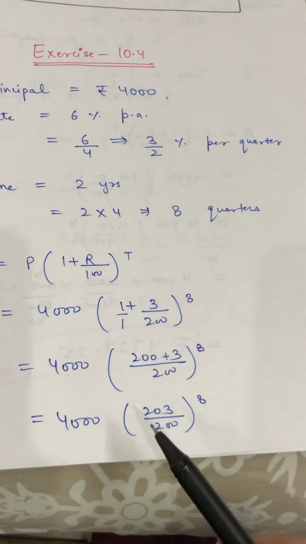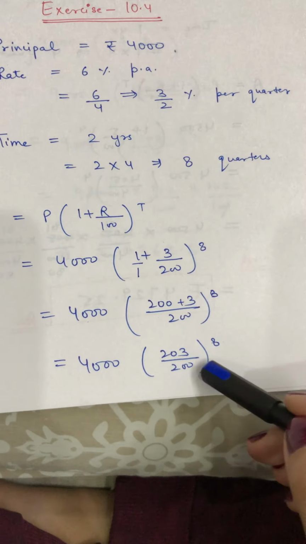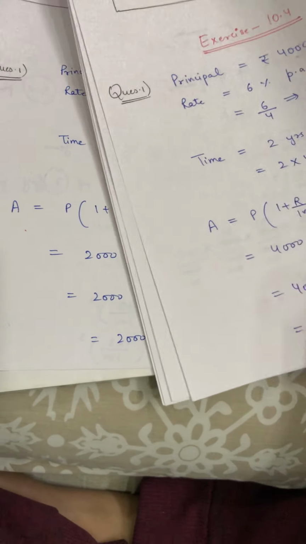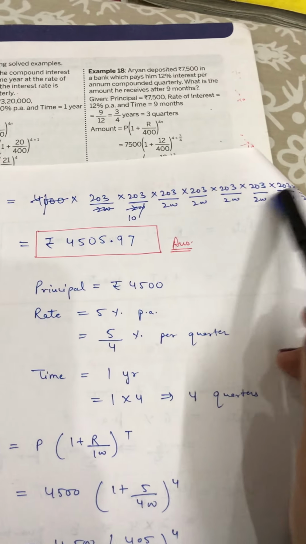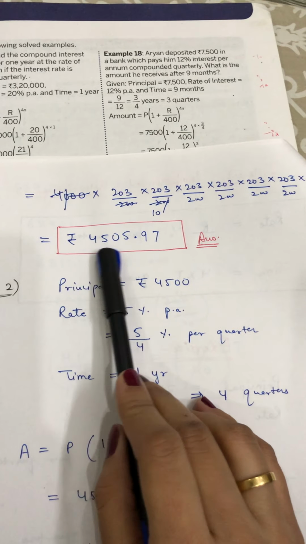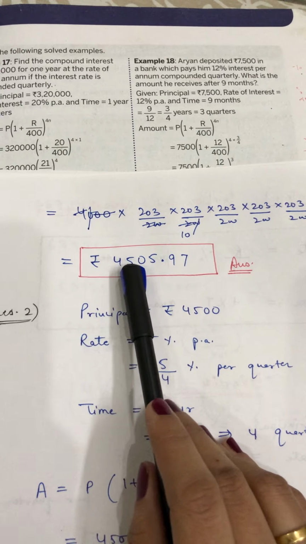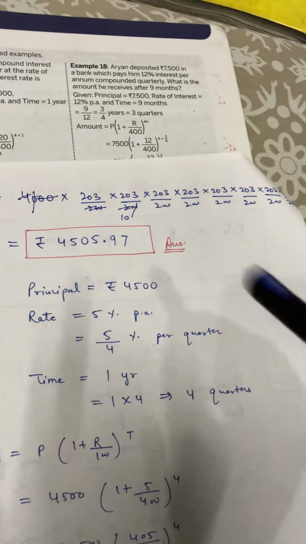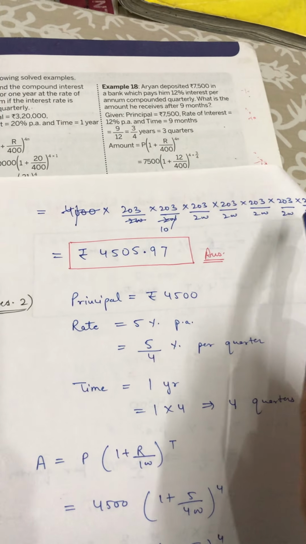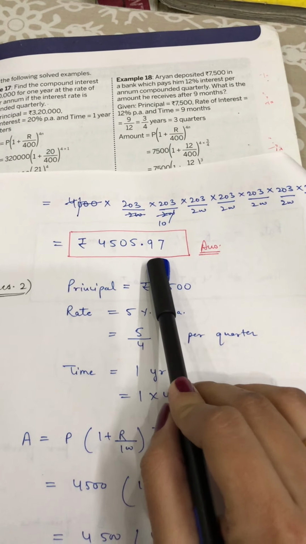Now after that, add it. It is equal to 203 upon 200 raised to power 8. Then you can expand the fraction 8 times because the power is 8. And after solving, it is equal to rupees 4,505.97. The calculation is a bit lengthy, so you can leave your answer up to here, that is also correct, or you can calculate it, that is also correct.